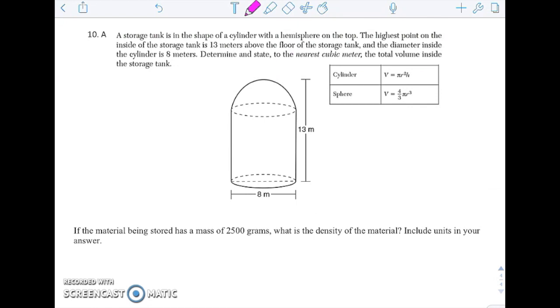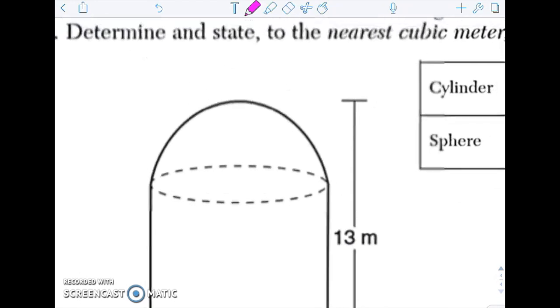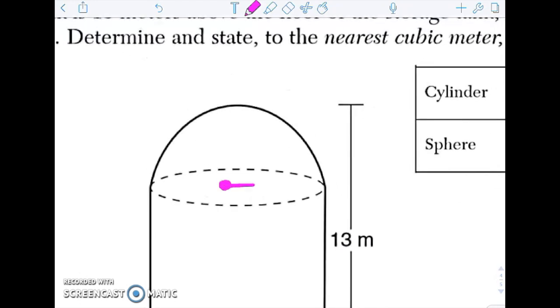A storage tank is in the shape of a cylinder with a hemisphere on the top. The highest point is 13 meters off the ground, and the diameter inside the cylinder is 8 meters. State the volume inside the storage tank. So I'm going to break this up into two pieces. The first, I'm going to do the hemisphere.